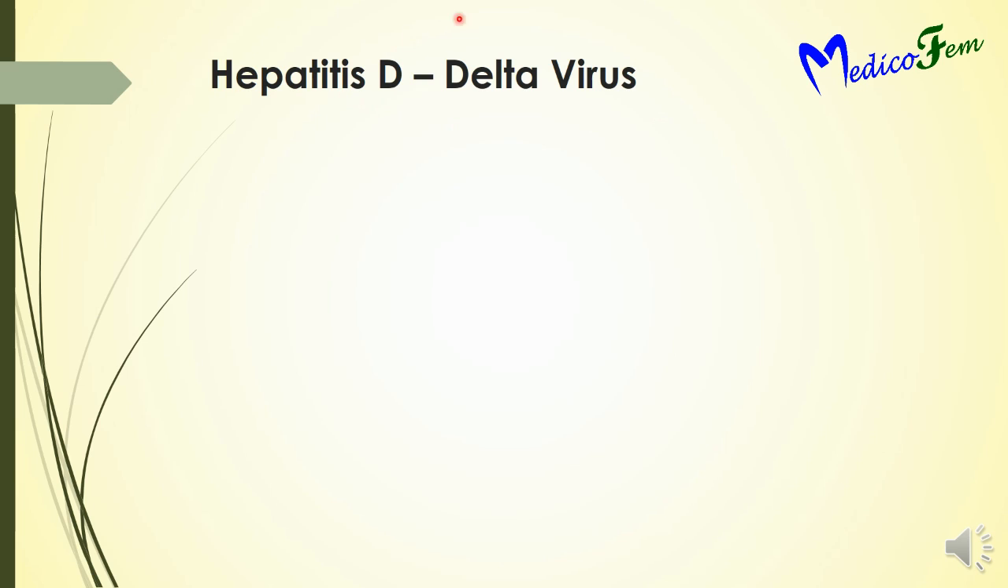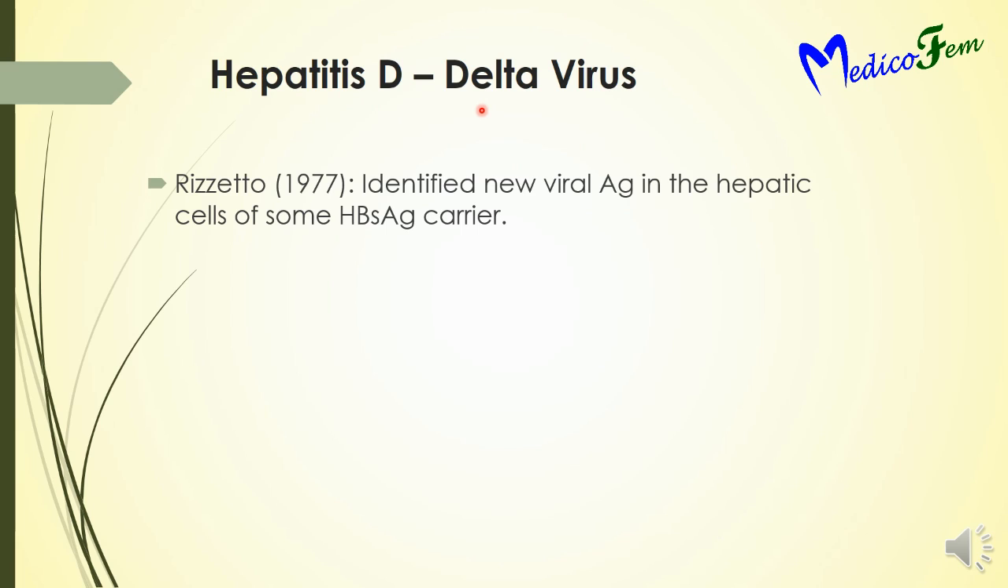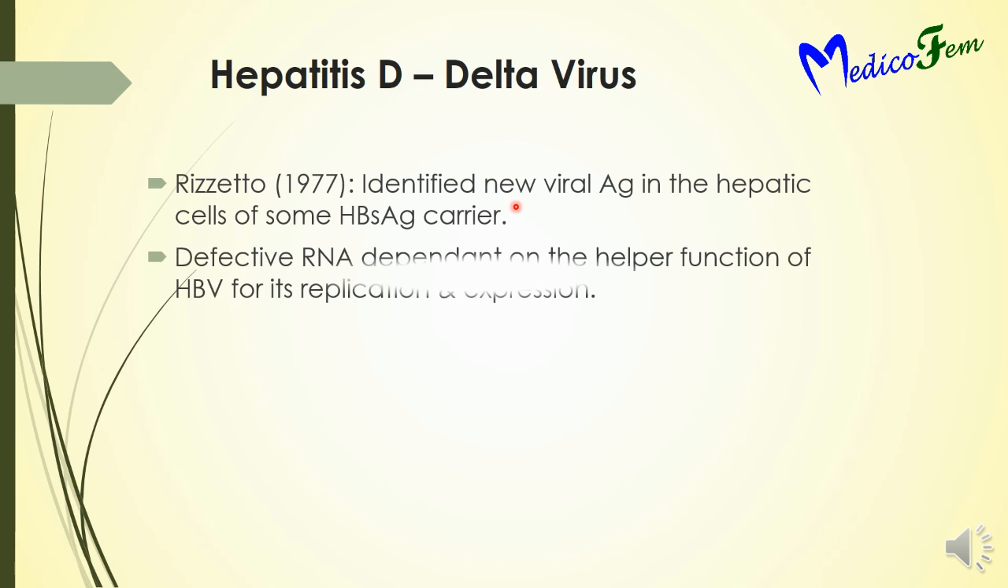The second virus is Delta virus, which is an incomplete virus. This virus was identified in 1977 in a carrier patient who was hepatitis B surface antigen positive. It is a defective RNA virus. It requires the helper function of hepatitis B virus for its replication and expression.